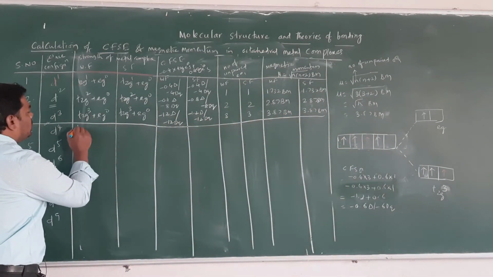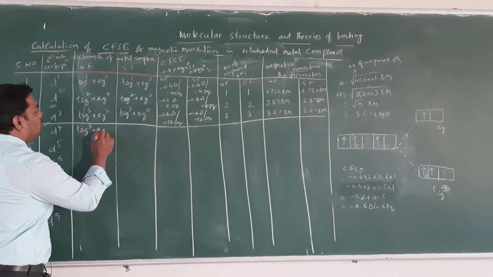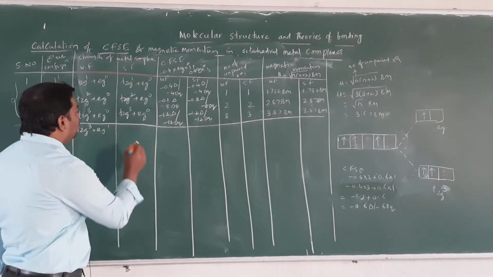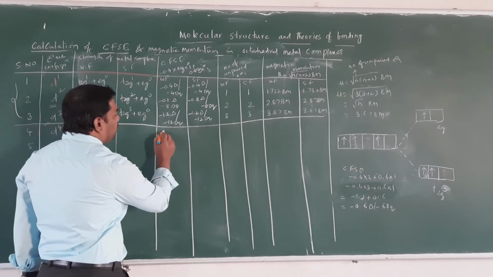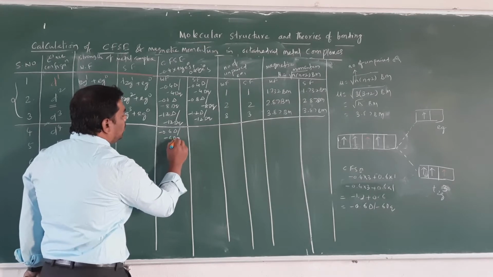So remember, student, the configuration also changes from here. So T2g3 Eg1, the value is minus 0.6 delta or minus 6 dq.